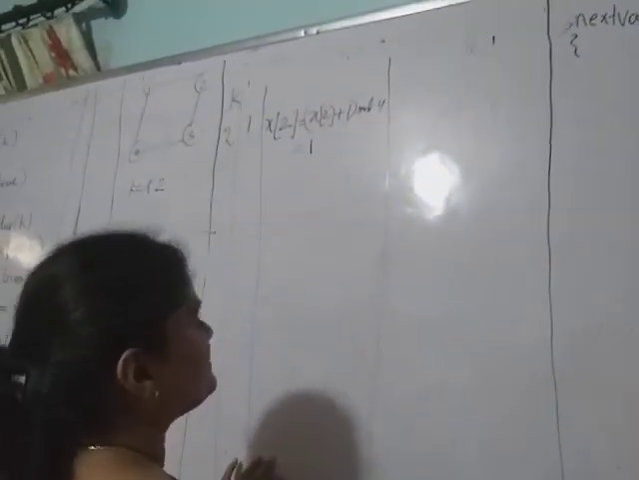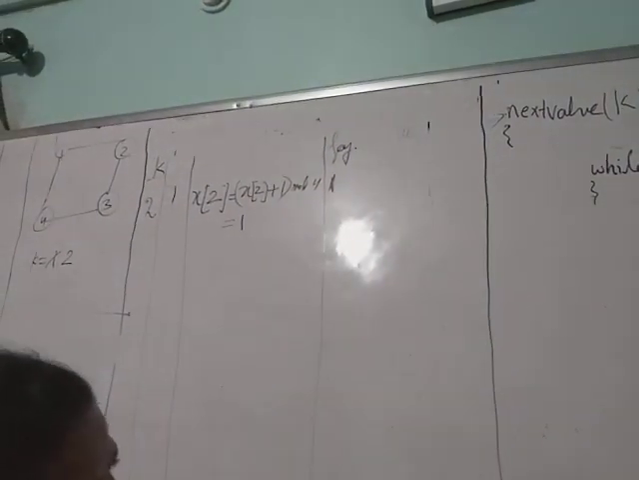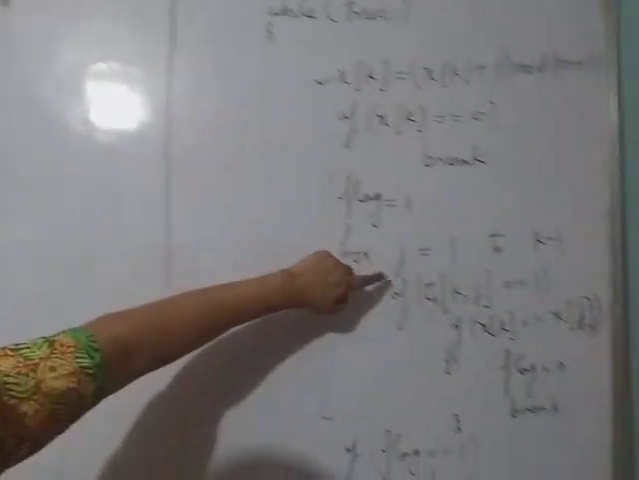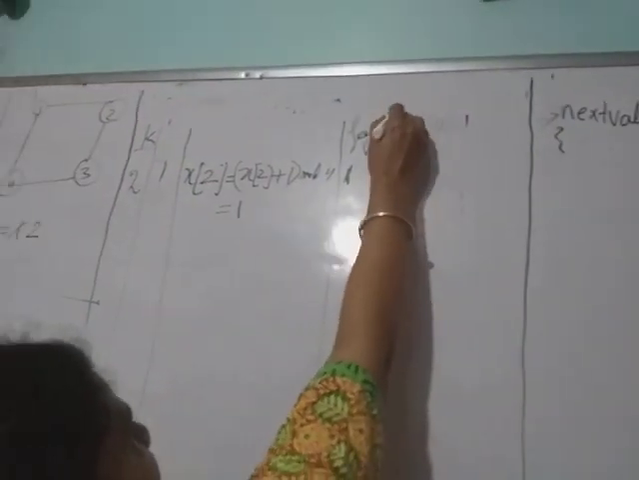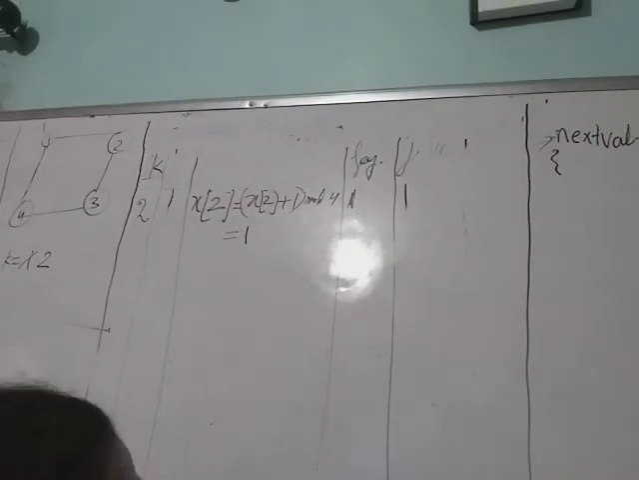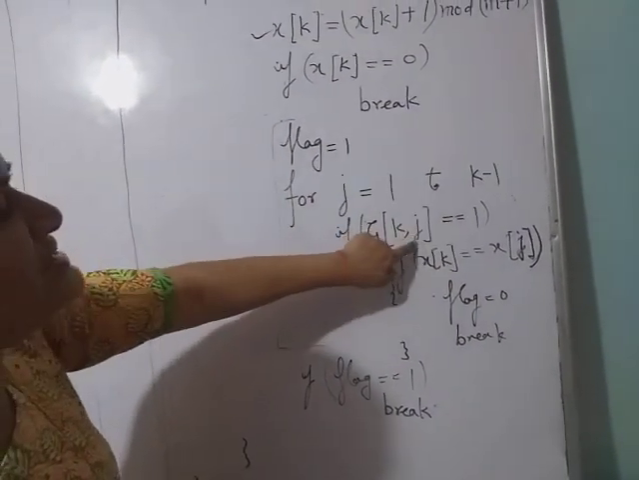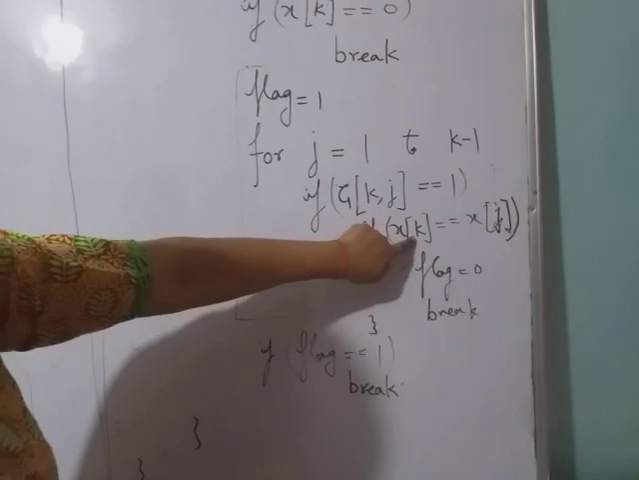So I will take flag as another variable. Value of flag is 1. For j is equal to 1 to k minus 1. K is 2. So this loop will run single time, 1 to 1. So value of j is 1. Okay. Now gkj, that is k is what? 2 and j is 1. 1, 2 equal to 1. Yes, 1, 2 is adjacent. Xk is what? X2 is 1 and j is what here? 1. So this is equal to 1.